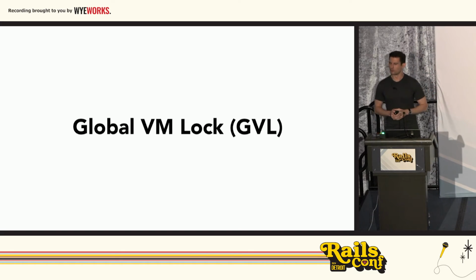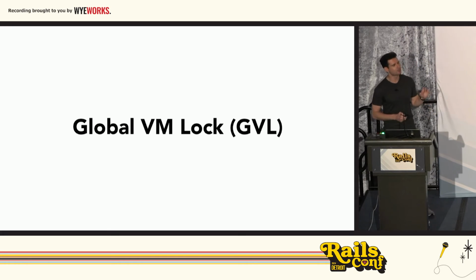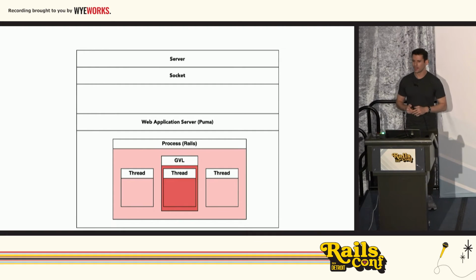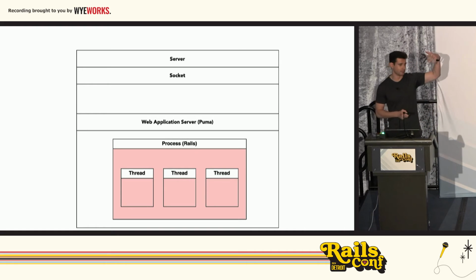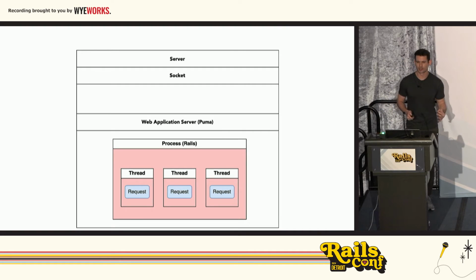Rails being built on Ruby comes with what's called the global VM lock. The GVL is a mechanism that keeps our Ruby code running safe. And the way it does that is by only allowing one thread within a process to execute Ruby code at a time. So if we have a process running multiple threads and we've accepted multiple requests for work, how are those threads all supposed to service our requests at the same time?